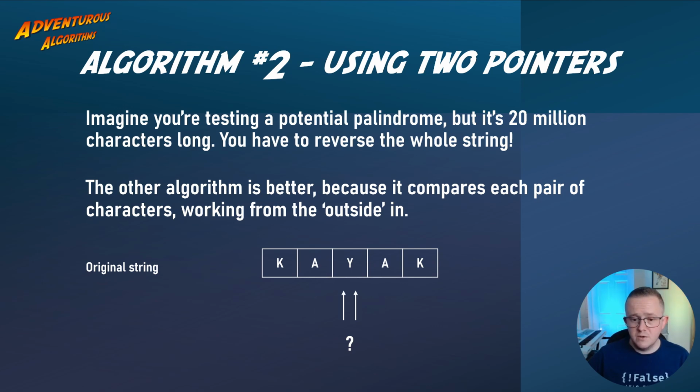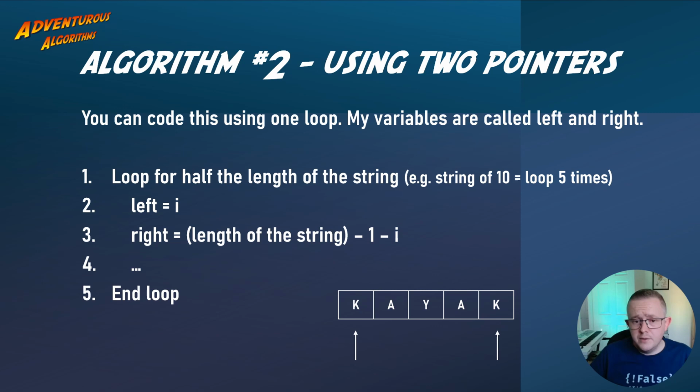And then I could say, well, do they match? And in this case, because it's an odd numbered length, then I could say, yeah, it's literally pointing at the same letter. You could code this using one loop. My variables here that I've called left and right, if I loop for half the length of the string, so if I've got a string that's 10 characters long, I only need to loop 5 times because I'm looping up to the first half and I'm coming in from the other end at the same time.